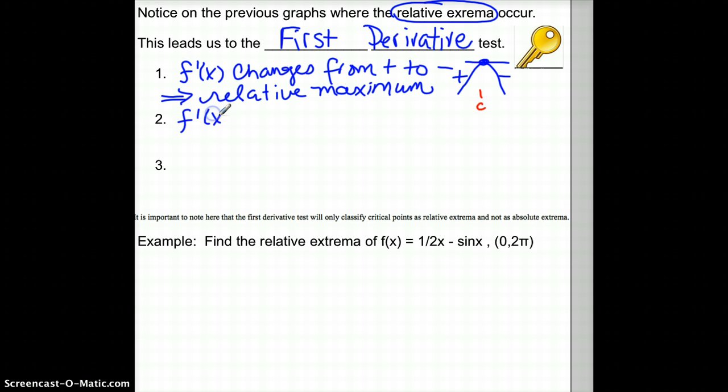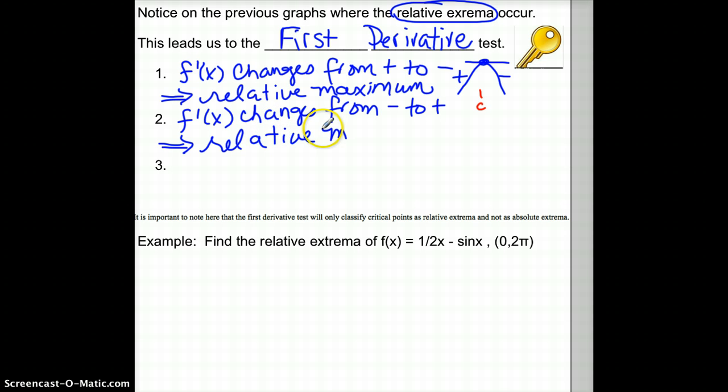Similarly, if the derivative changes from negative to positive to the left and to the right of your critical point, then this implies that you have discovered a relative minimum of the graph. So if it was going from decreasing, negative slopes, to increasing, positive slopes, to the left and to the right of that critical point, then I have hit a minimum value.